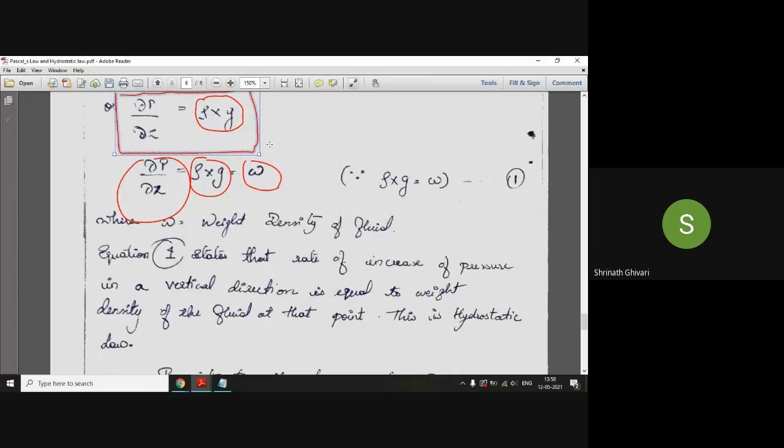What is w? Small w, anyone? Specific weight, or we can call it the weight density of the fluid.